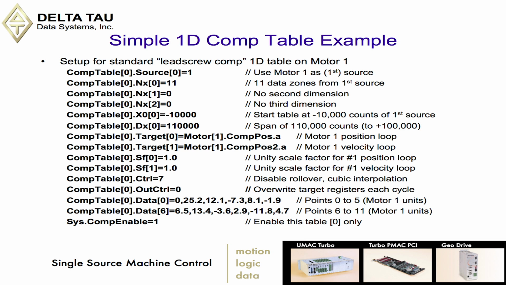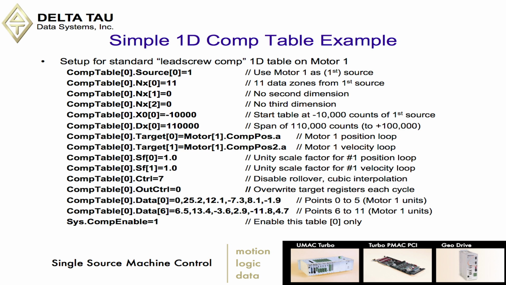And then we set the target registers, and we want this to compensate both the position and velocity loop. So we want it to be a standard type of screw compensation table. And it's going to compensate motor 1. We've told it motor 1. So motor 1 comp pos A, motor sub 1 dot comp pos 2A, both the position and velocity loop. And then we give it a scale factor of 1 for the velocity loop and a scale factor of 1 for the position loop.